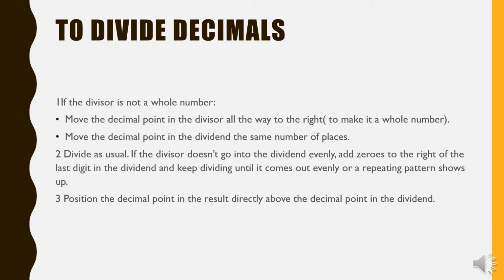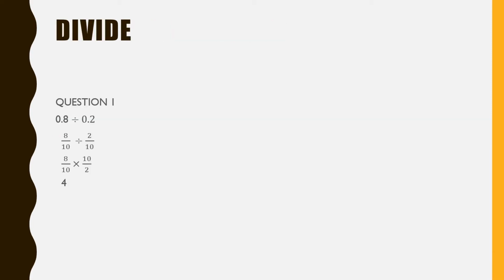Divide as usual. If the divisor doesn't go into the dividend evenly, add zeros to the right of the last digit in the dividend and keep dividing until it comes out evenly or a repeating pattern shows up. Position the decimal point in the result directly above the decimal point in the dividend.